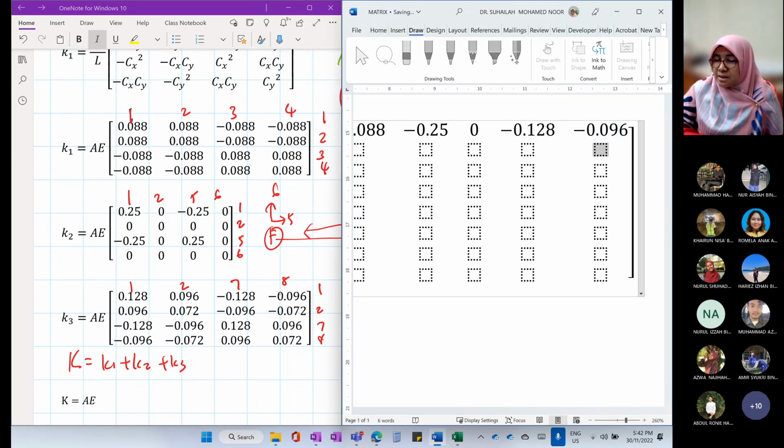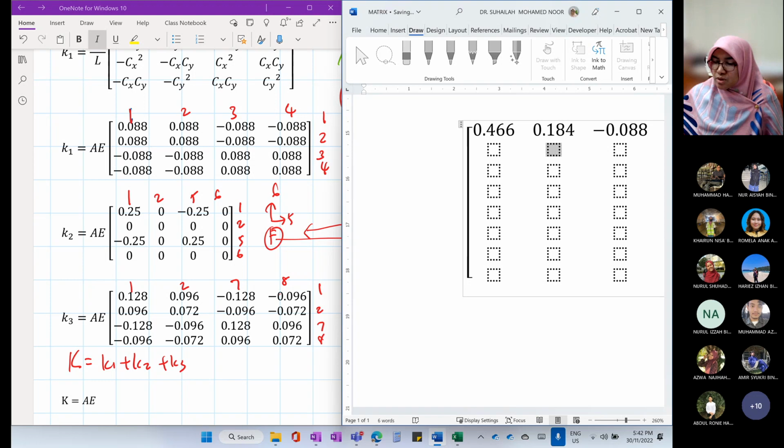Okay, since the matrix is symmetric, you don't have to write 2,1, because 2,1 and 1,2 will be the same. So just move to 2,2. What is the value in total? We get 2,2 from K1, K2, and K3. So what is the answer? It is 0.088 plus 0.072, which is 0.16.